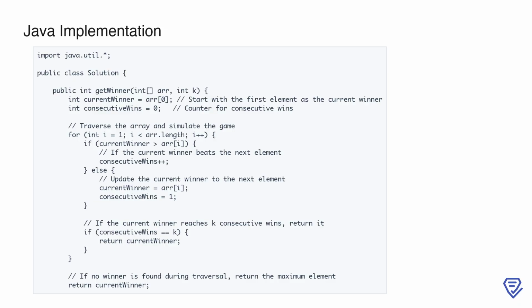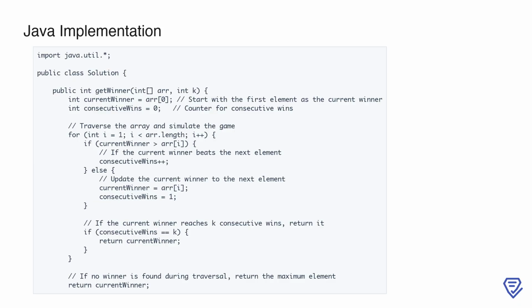Here, we begin by importing the necessary Java utilities and defining the solution class. Within this class, the getWinner method is implemented to solve the problem. The method takes two inputs, an integer array arr, which represents the sequence of numbers, and an integer k, which specifies the number of consecutive wins needed to determine the winner. We initialize two variables. current_winner is set to the first element of the array, assuming it as the starting winner, and consecutive_wins is initialized to 0 to keep track of how many consecutive wins the current winner has achieved.